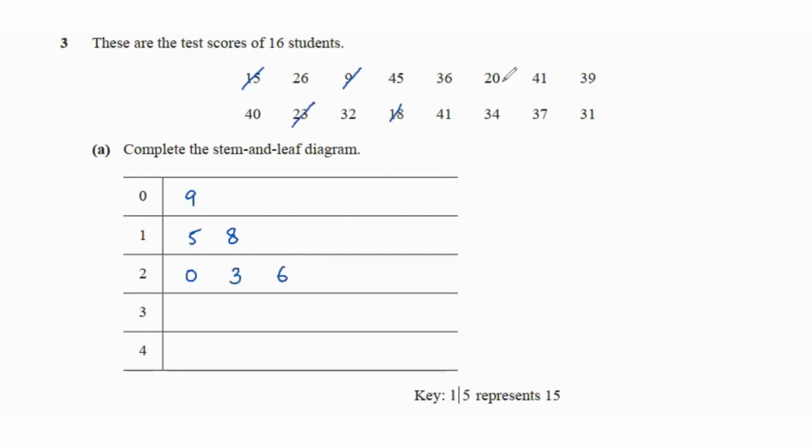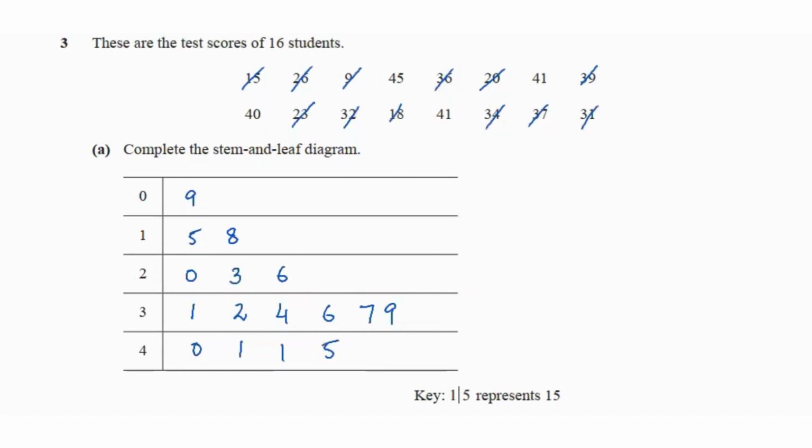So this, and this cuts out. And for the 30s, we have 31, 32, 34, 36, 37, and 39. So let's eliminate those as well. And lastly, for the 40s, we have 40, two 41s, and 45. That is your stem and leaf.